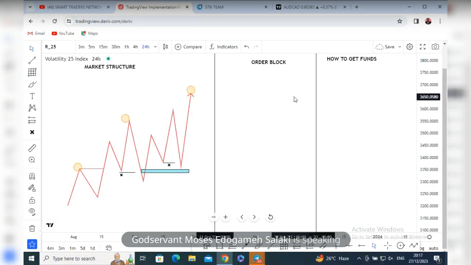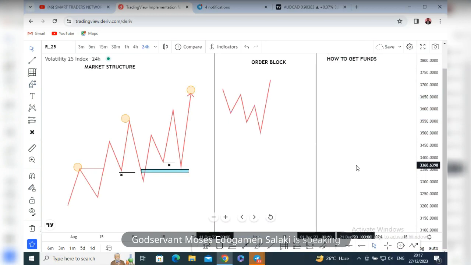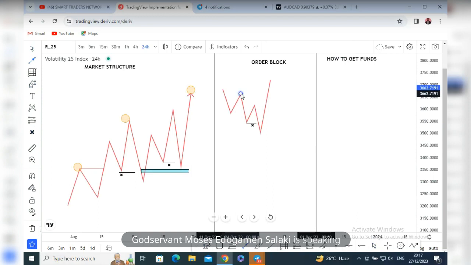All right, let me just talk about order block briefly. What is an order block? You might want to get your pen and write this down. An order block is that candle or series of candles that takes liquidity and led to a break in market structure. That's an order block for you. An order block is that move that takes liquidity first. That's the first thing. It captures liquidity and then led to a break in market structure.